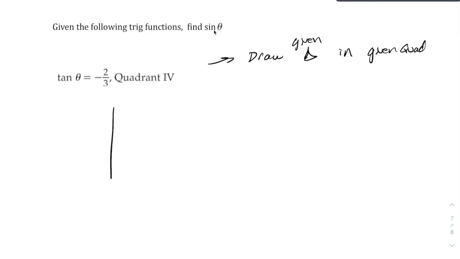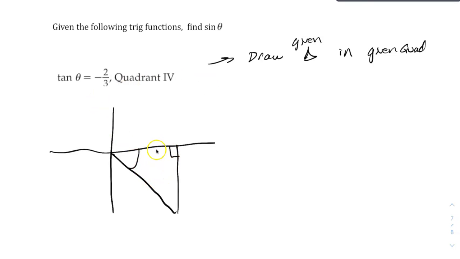So here, I'm going to draw tan of theta equals 2/3 in quadrant 4. We want to draw it like we always draw it. We're going to draw a triangle in quadrant 4, like we always do. Here's our reference angle, here's our right angle. It is tan, so I would fill out sides.